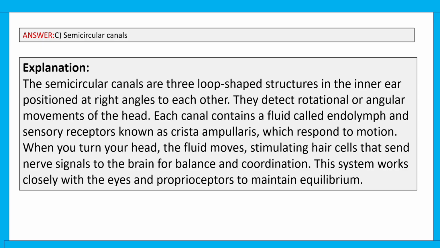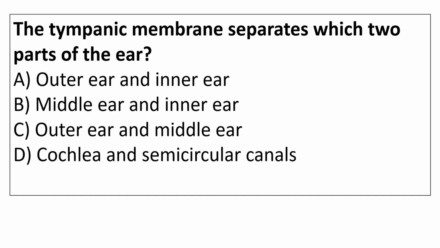Semicircular canals are three loop-shaped structures in the inner ear, positioned at right angles to each other. They detect rotational or angular movements of the head. Each canal contains a fluid called endolymph and sensory receptors known as cristae ampullaris, which respond to motion. When you turn your head, the fluid moves, stimulating axons that send nerve signals to the brain for balance and coordination. The system works closely with the eyes and proprioceptors to maintain equilibrium.